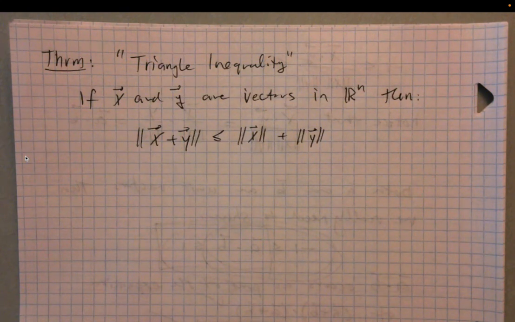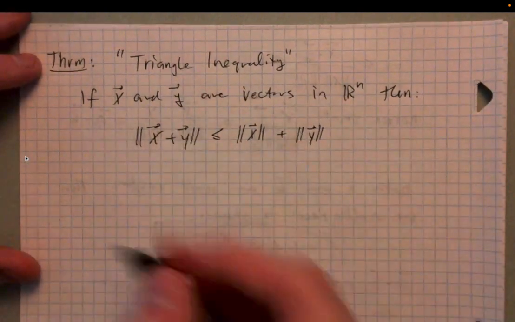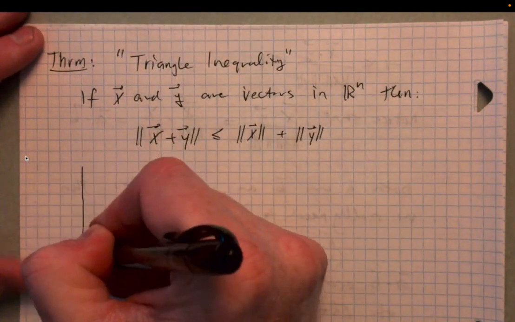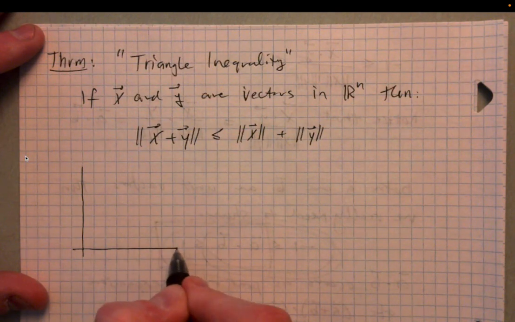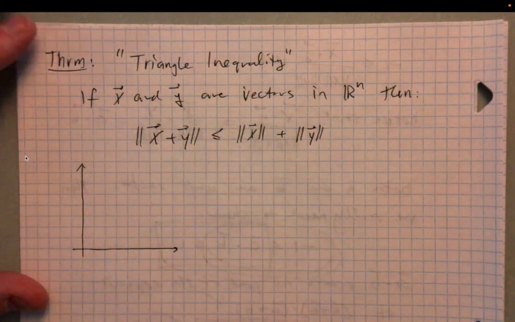Okay, so the norm of the sum of the vectors is less than or equal to the norm of x plus, separately, the norm of y. This is called the triangle inequality because it's very easy to see when you just make a triangle here.